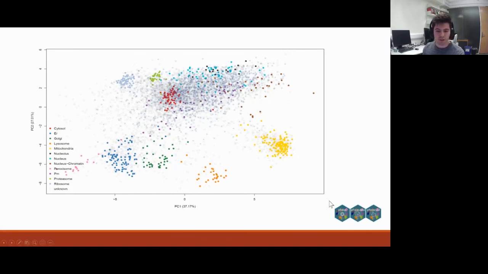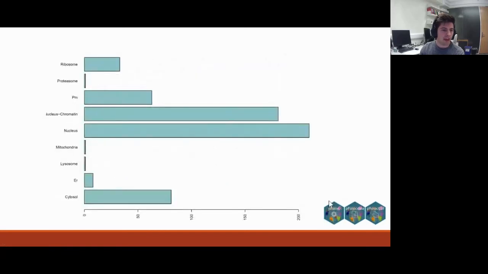Again, this is all done using our Bioconductor packages. So we can then allocate those phosphopeptides to different subcellular localizations. So for example, a few hundred proteins to the nucleus, a very small number of proteins to the mitochondria, maybe half a dozen or so to the ER.